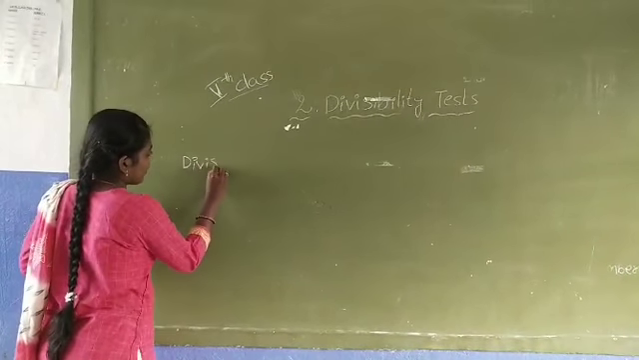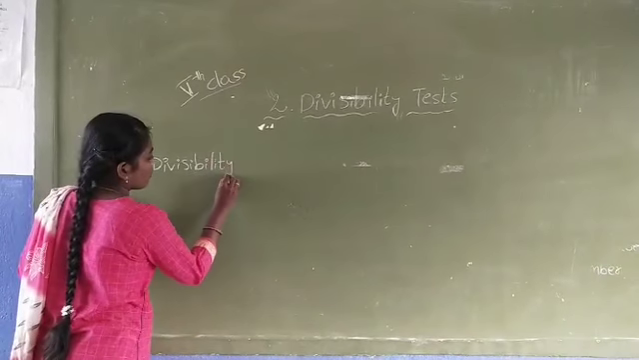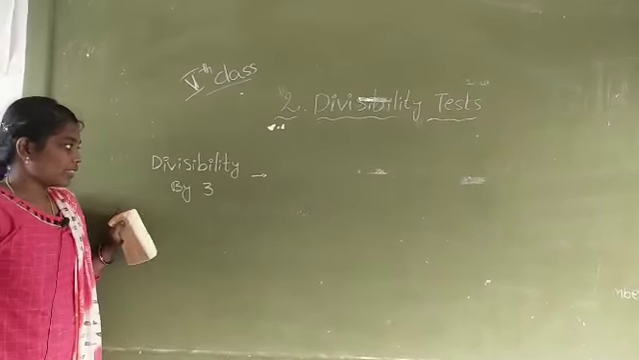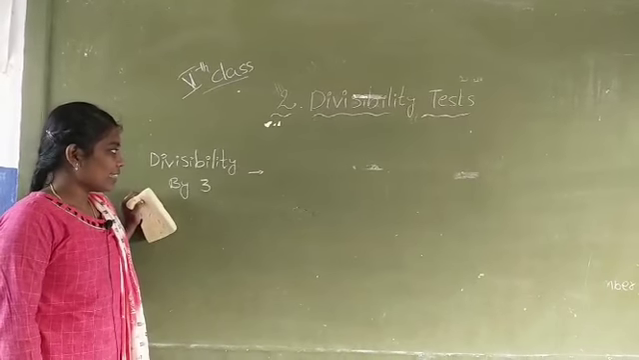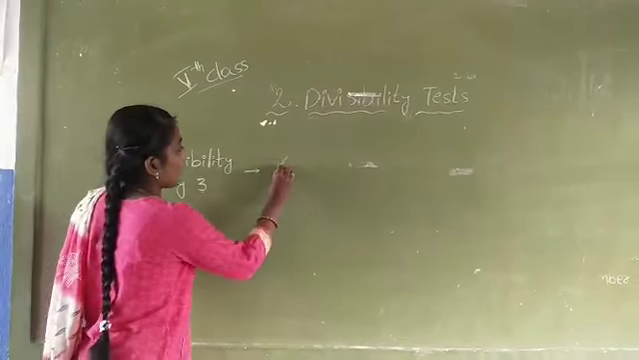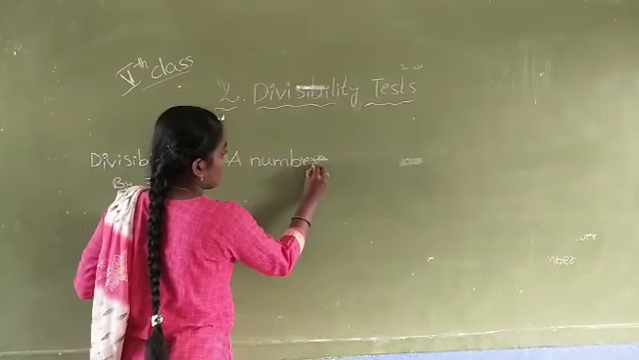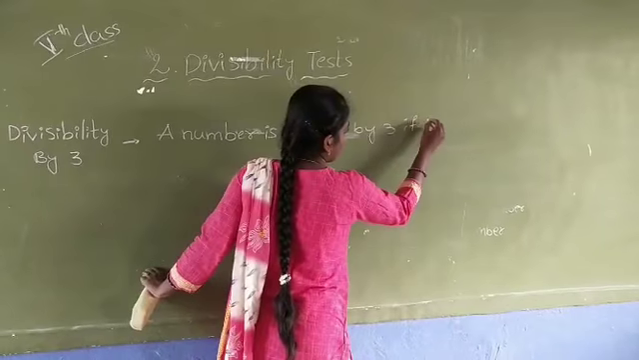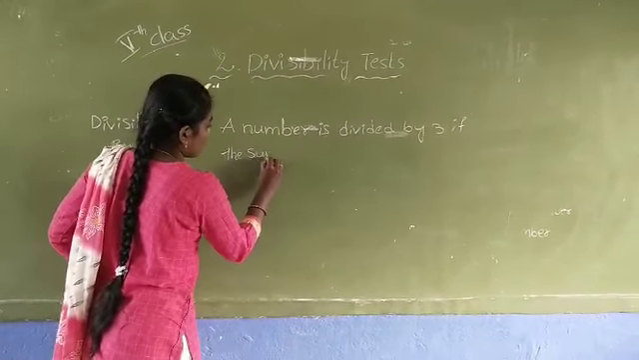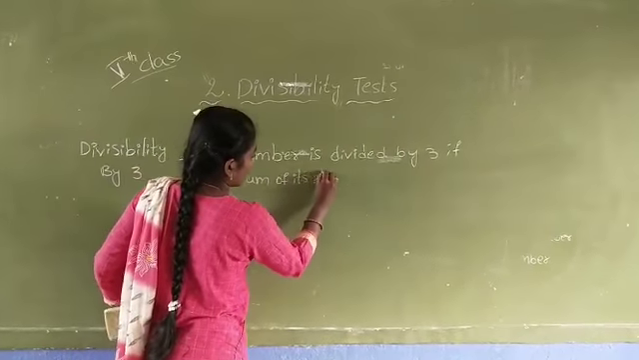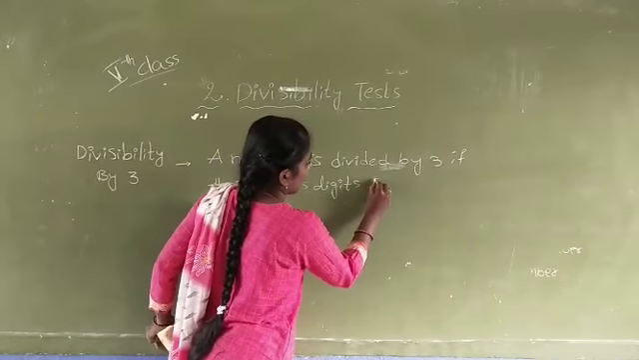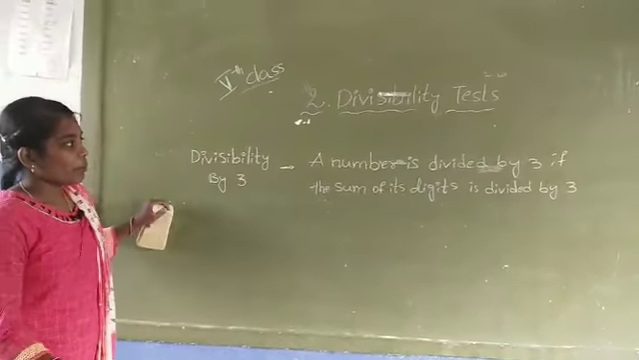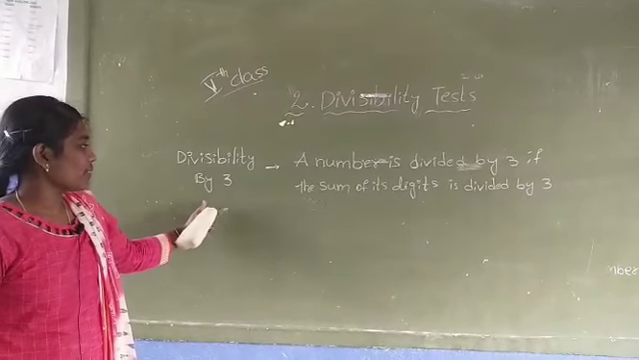Next, divisibility by 3. A number is divided by 3 if the sum of its digits is divided by 3.